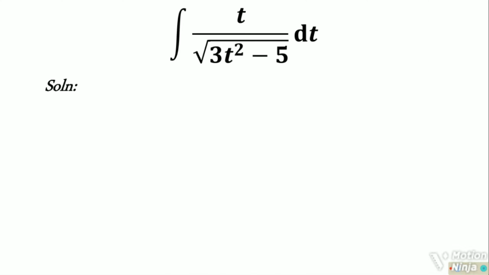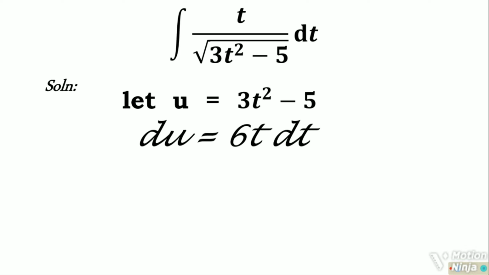Solution. First of all, in solving a question like this, we have to let u be equal to the mathematical statement which is under the root. Always we take the statement that is complex so that we can differentiate it and make it simple during integration. So as we are using the u-substitution method, we let u equal 3t² minus 5.